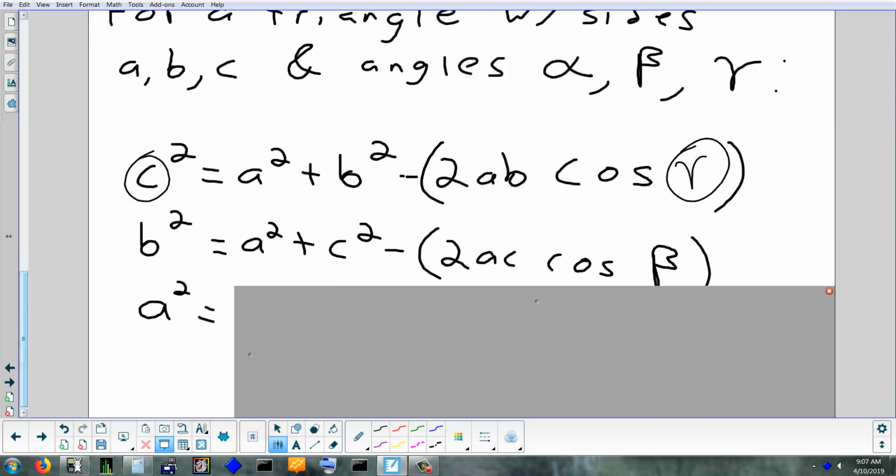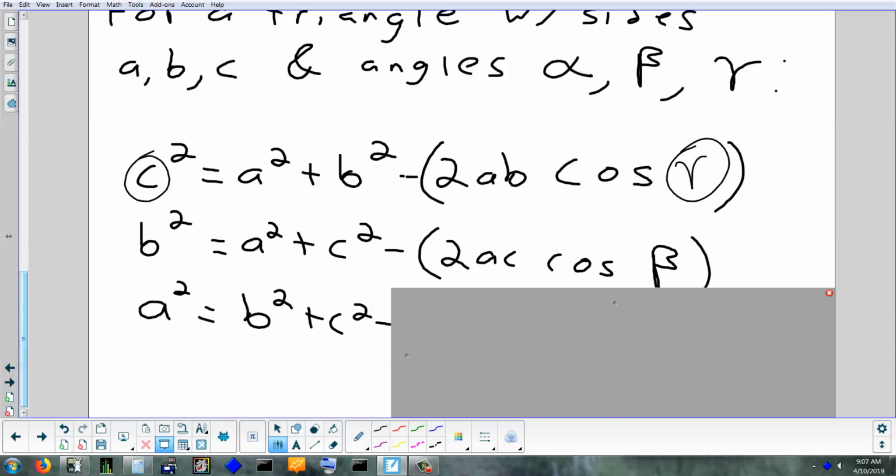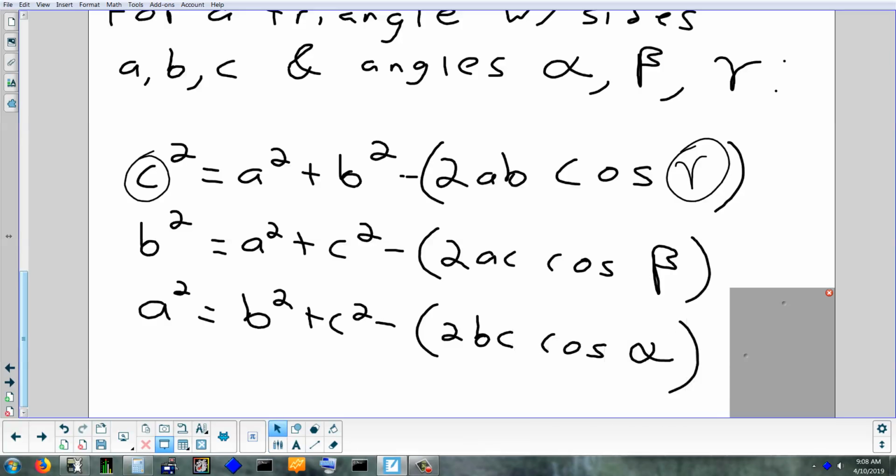All right, I'll do it one more time. But again, just try to think of the pattern, because you might have a word problem where you don't use letters A, B, and C. So just follow the pattern. All right. So what would this one be? A squared equals B squared plus C squared, minus 2BC. Minus 2 letters you just used right before it. And then cosine of the angle across from the letter you started with.